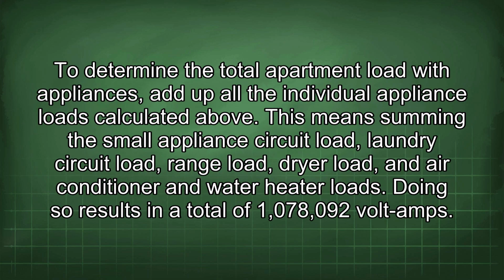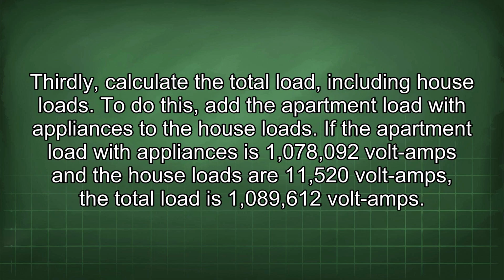To determine the total apartment load with appliances, add up all the individual appliance loads calculated above. This means summing the small appliance circuit load, laundry circuit load, range load, dryer load, and air conditioner and water heater loads. Doing so results in a total of 1,078,092 volt-amps.